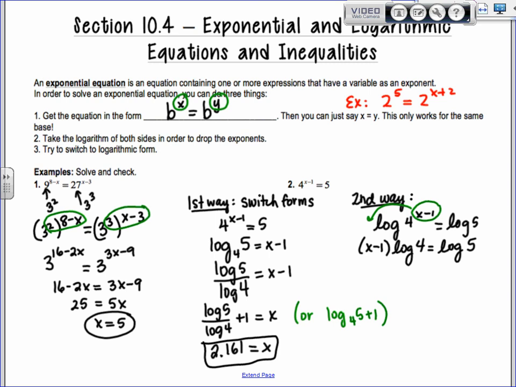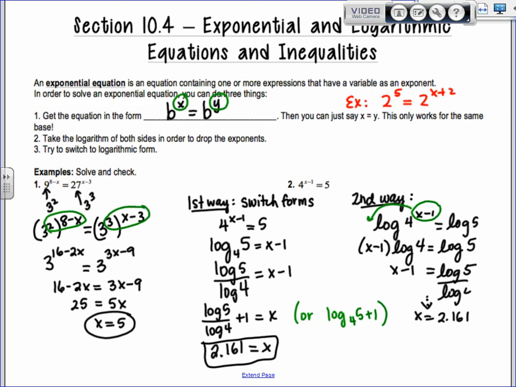Does that make sense? We divide by log of 4, so I get log of 5 over log of 4 equals x minus 1, and I'm already at the same thing that I had right there. So I'm good, and you end up getting exactly the same answer. You get x equals 2.161. Does that make sense? Just taking the log of both sides? So it doesn't matter which one you use.